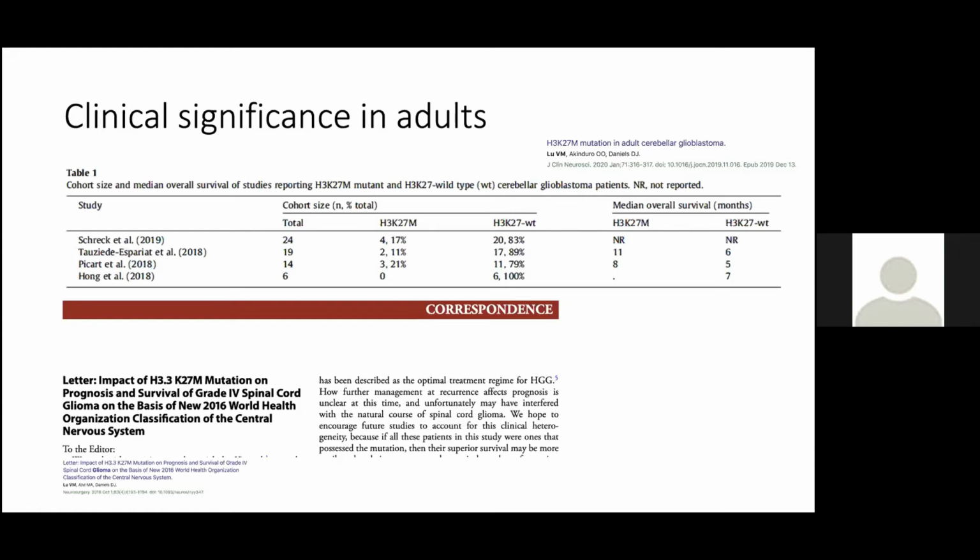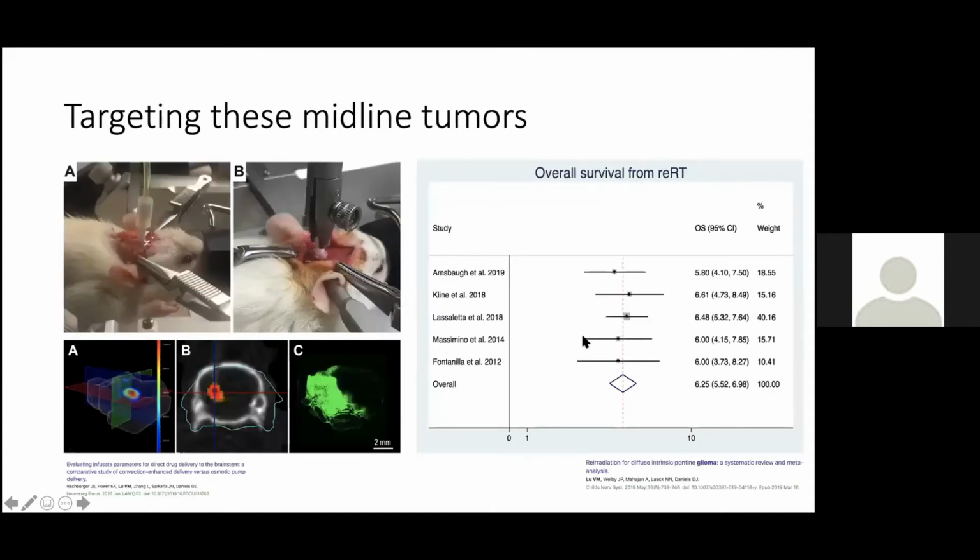There's also been some research in the spinal cord tumors as well. And we wrote this in response, saying that it is strange because this study here demonstrated that in spinal cord tumors of adults, those with the H3K27M mutation actually lived longer than those with the wild type. So it's very interesting to say, within adults at least, the evidence of it being such a poor prognosis versus wild type is not as robust as in children.